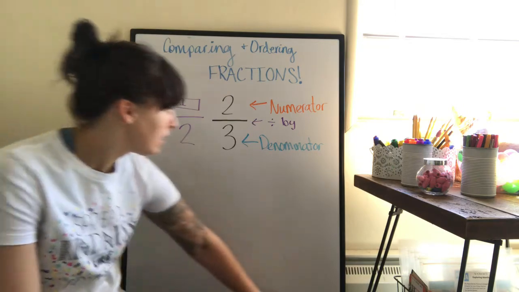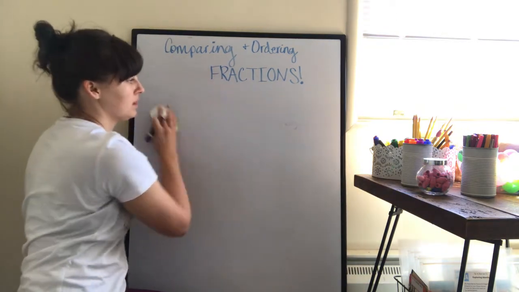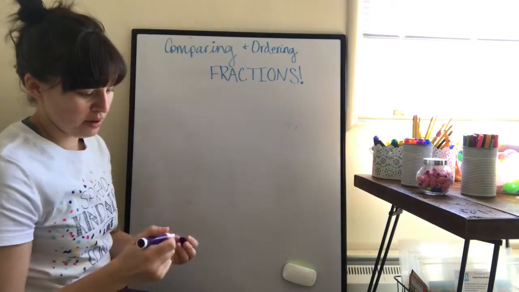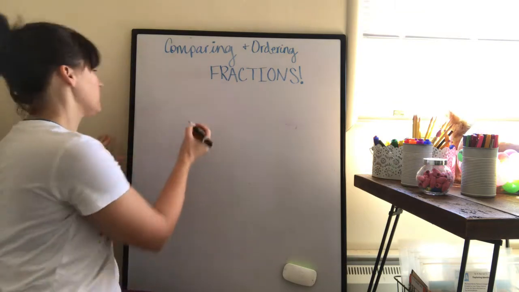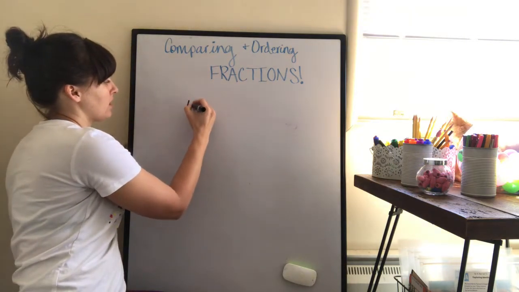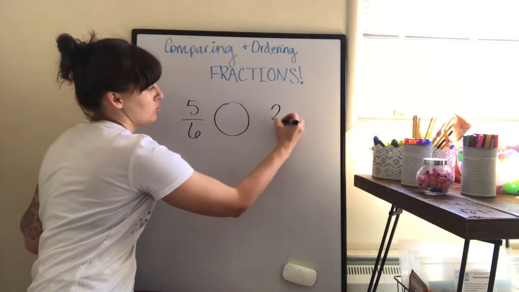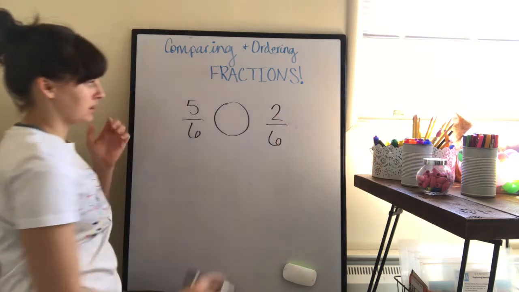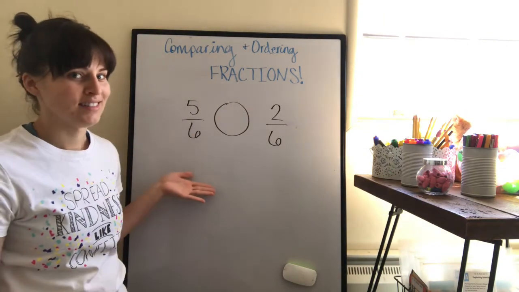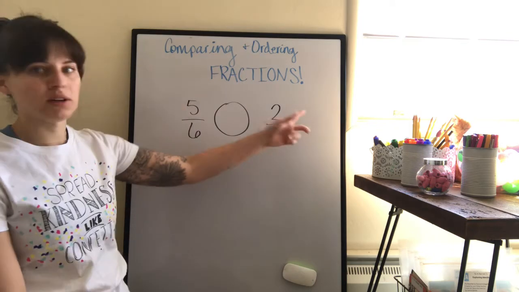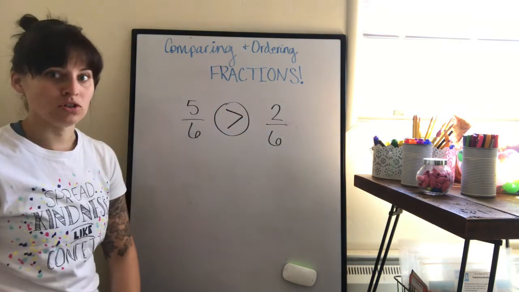So, can't find my eraser. We're going to do a little bit of comparing. So let's say we compare 2 fractions that have the same denominators. 5/6 and 2/6. Okay? Well, which one's bigger? This is really easy. 5 is bigger than 2. So 5/6 is bigger than 2/6.